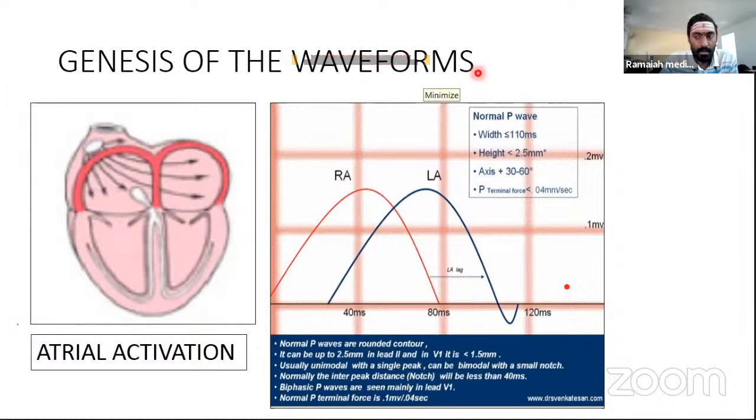Correct? AVR is negative, very good. Excellent. So here we are seeing AVR, yes, correct. AVR is negative, very good. Lead 2 is positive, lead 1 is positive, AVR is negative. So this is what we are seeing.